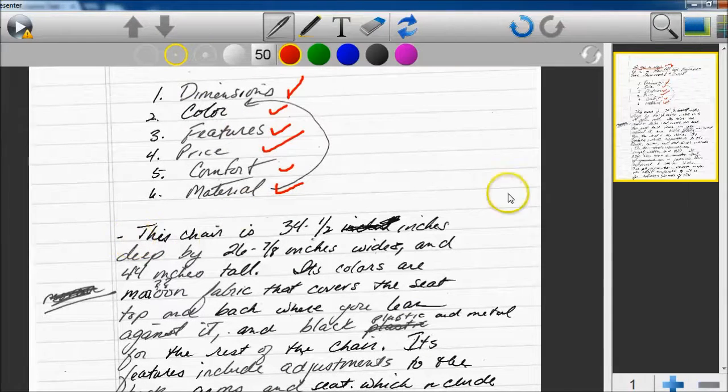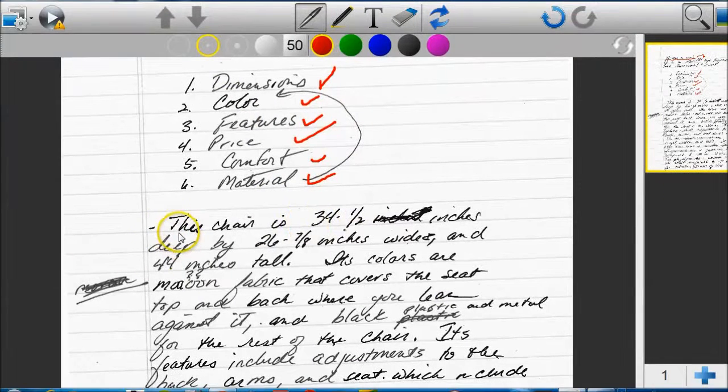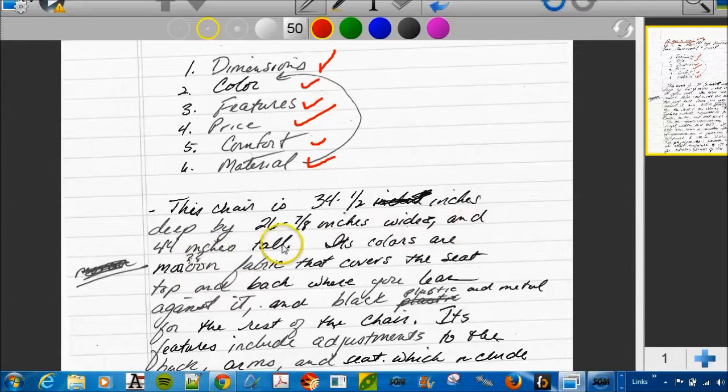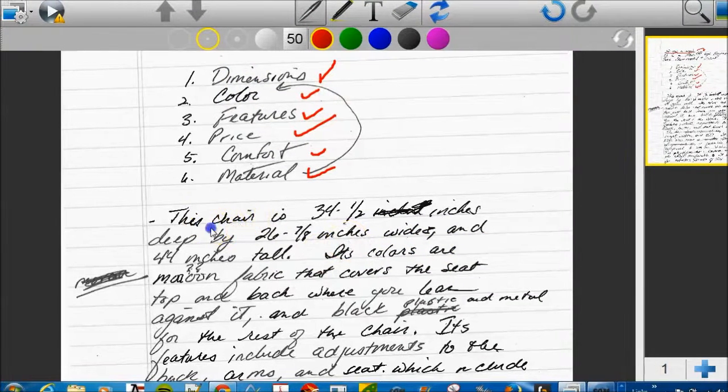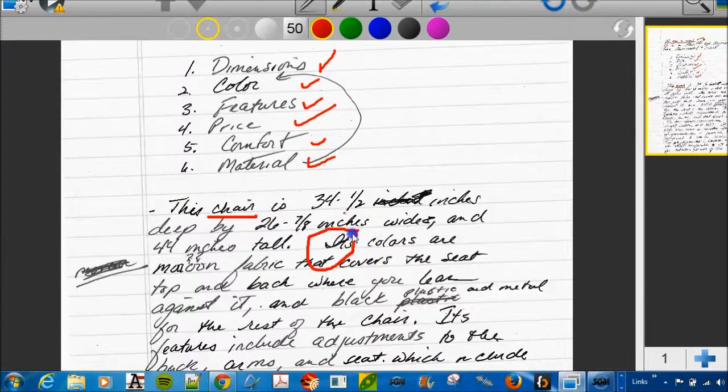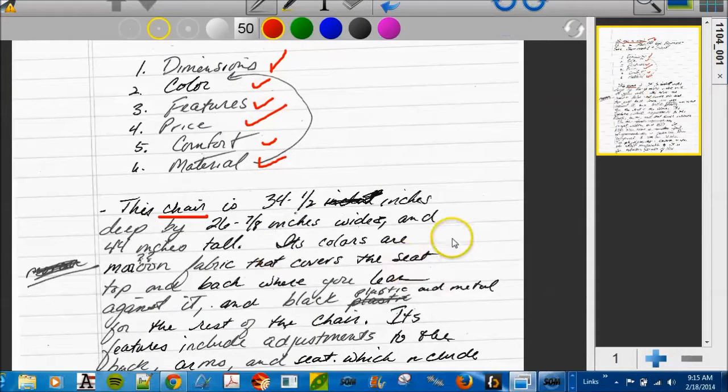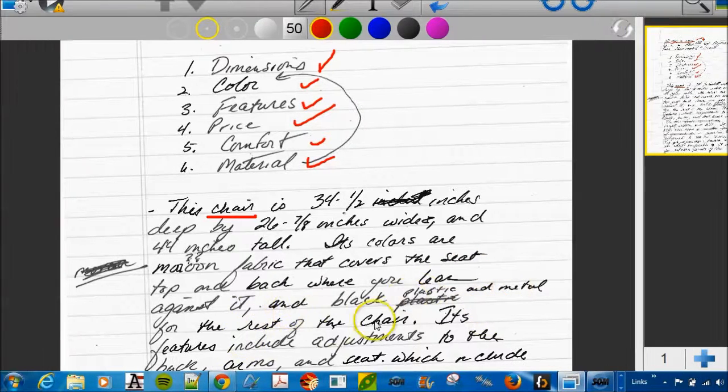The first sentence after my topic sentence is, this chair is 34.5 inches deep by 26 7/8 inches wide and 44 inches tall. Simple enough. Move on to colors. Now, I don't have to say chair over and over again. I can just use the pronoun its, and that'll work. Its colors are maroon fabric that covers the seat top and back where you lean against it, and black plastic and metal for the rest of the chair. So basically, the chair is maroon and black.